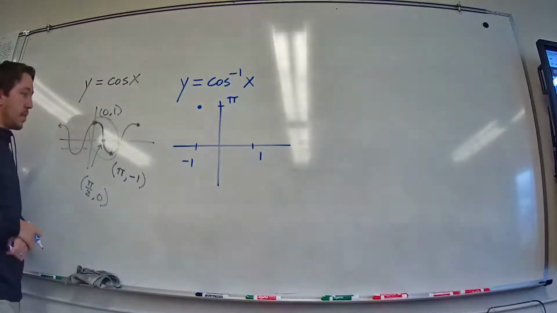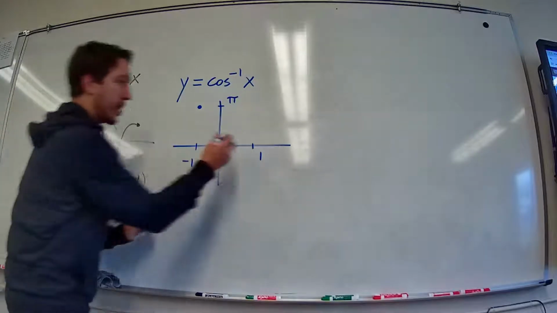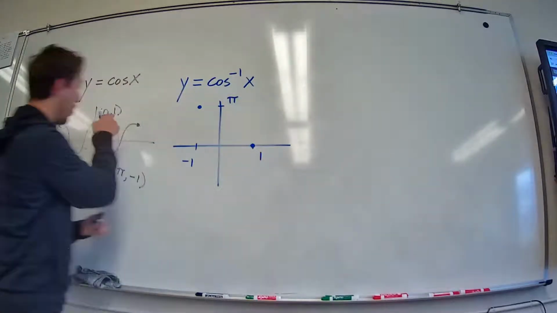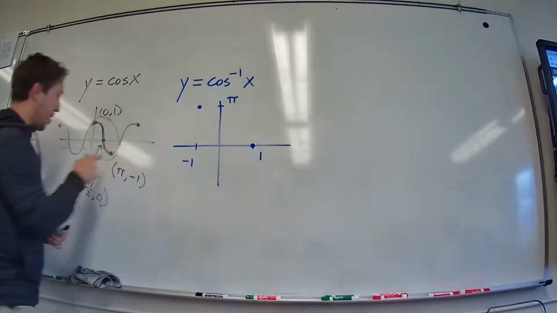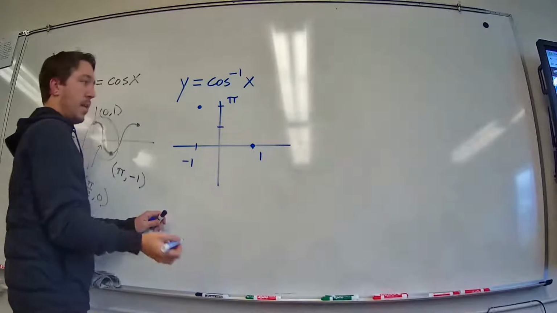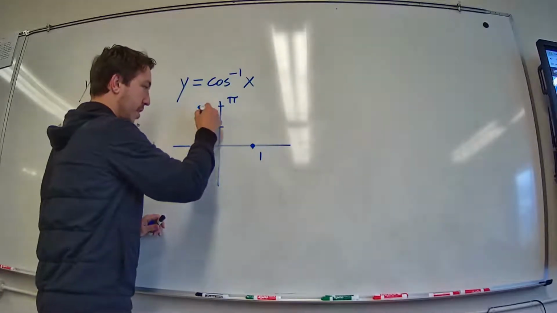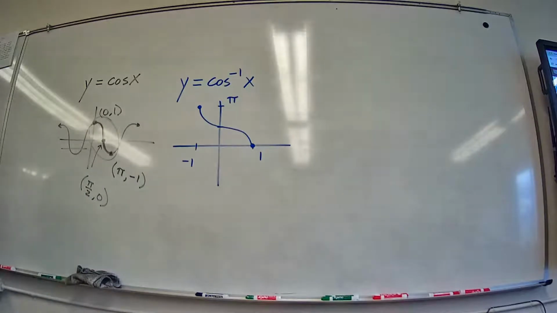Is this making sense? Yeah, so we've got this point. 0, 1 becomes 1, 0. Pi, -1 becomes -1, pi. And then pi over 2, 0 becomes 0, pi over 2. And for the curvature, once again, it's a tricky part getting it exactly right, but it looks something like that.